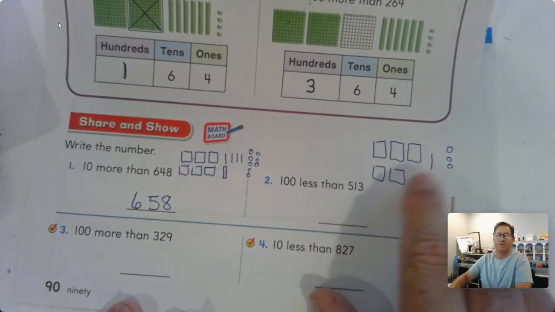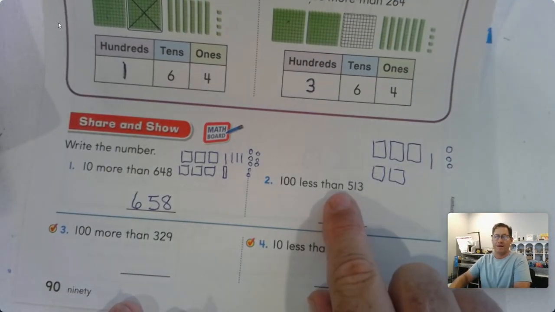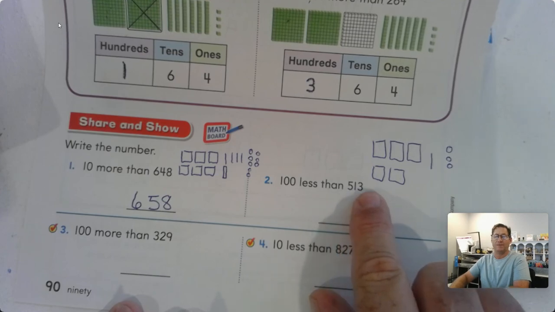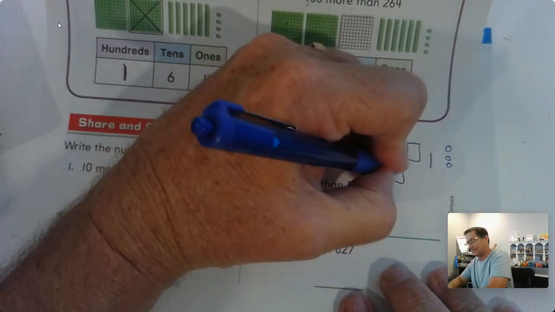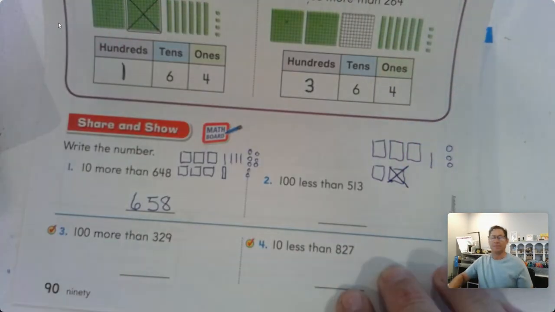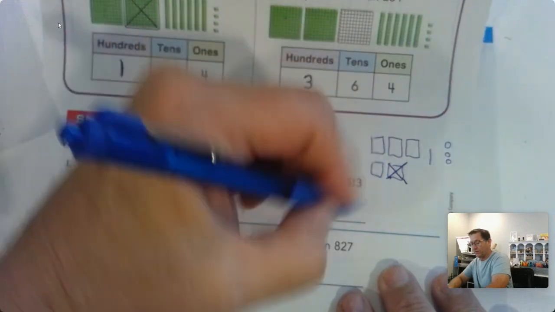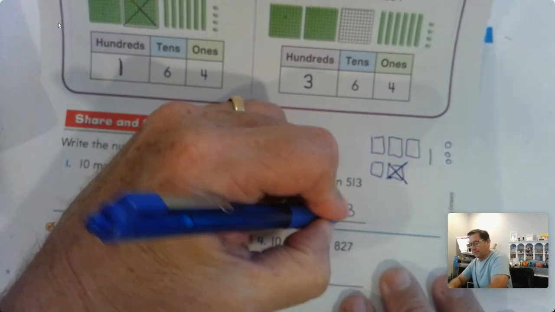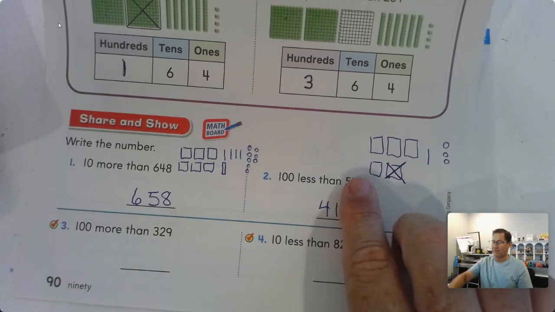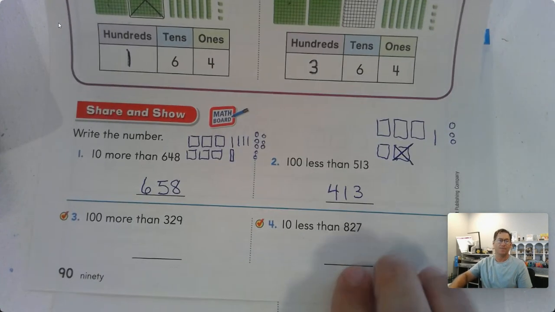Okay, 500, 1 ten, 3 ones, right? 500, 1 ten, 3 ones. 100 less. So we're going to cross that out. Less means take away. So 500, now we have 1, 2, 3, 4 hundreds: 413. And 500 take away 100 is 400, right?